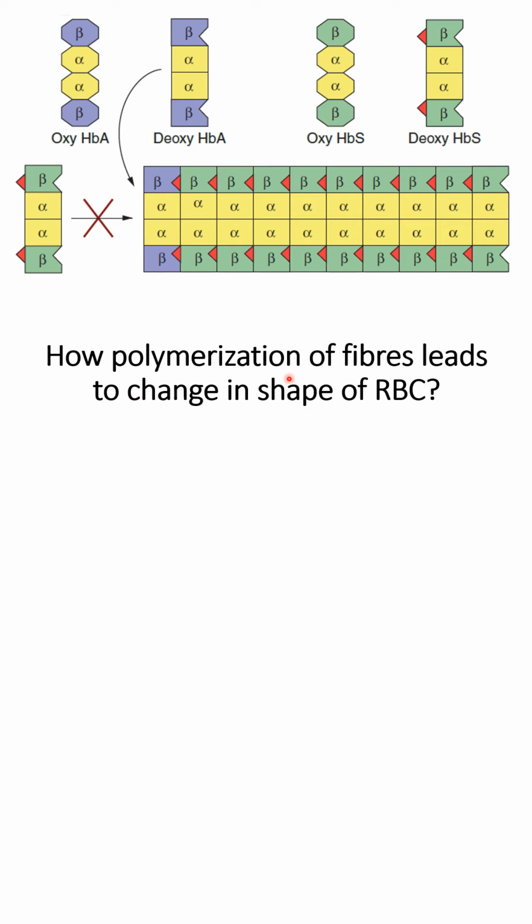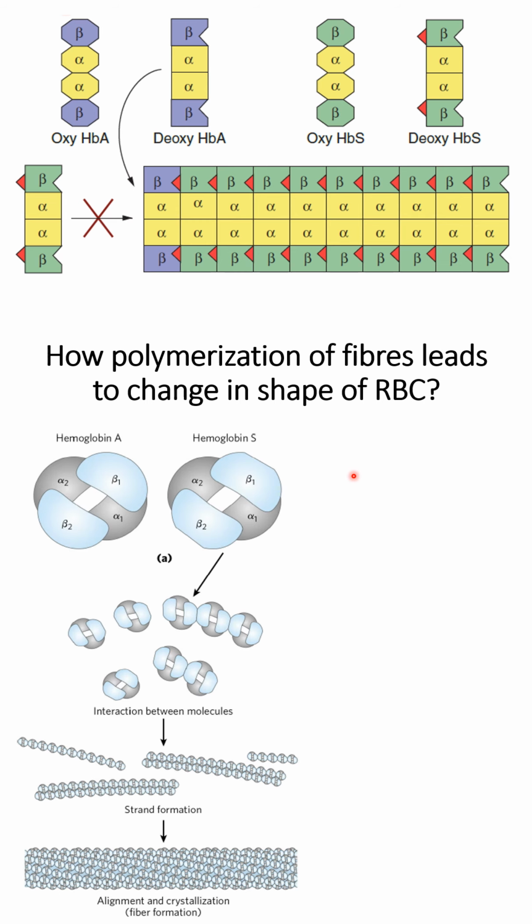Now, how does polymerization of fibers lead to a change in shape of RBCs? That is explained by this particular diagram, which is taken from Lehninger's textbook of biochemistry. This is a normal HbA and this is the HbS. You can see there is a slight shape variation in the beta chain because of the mutation. So when there is a mutation, these hemoglobin S molecules, as I told you, when deoxygenated, will start to aggregate with each other. We were seeing the aggregation in this particular picture. That is how it is seen as a whole in the hemoglobin structure.